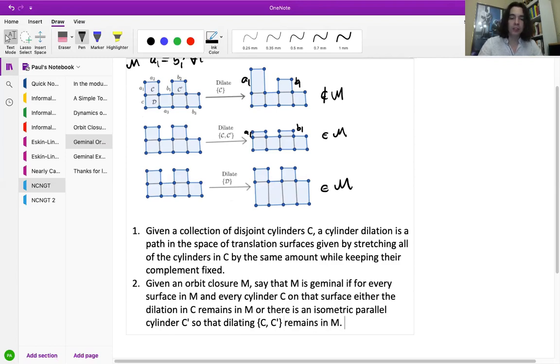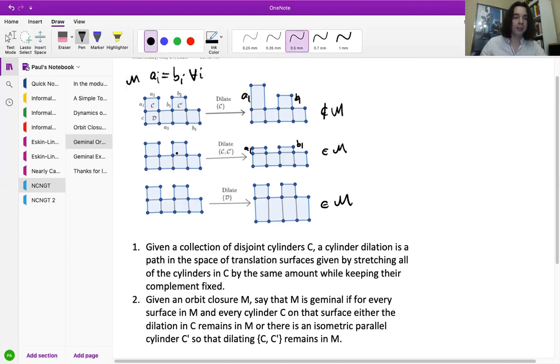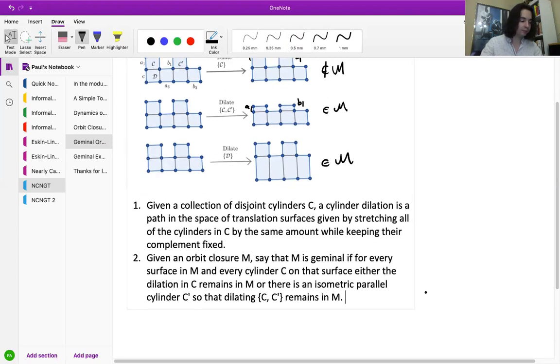And this, of course, is like the second example. Given that we satisfy the equation, A1 equals B1 and A2 equals B2, the cylinders C and C prime are parallel and isometric to each other, and we saw that dilating them remains in M. So an orbit closure is called geminal if either you can dilate every cylinder and stay in the orbit closure, or every cylinder has some sort of twin.